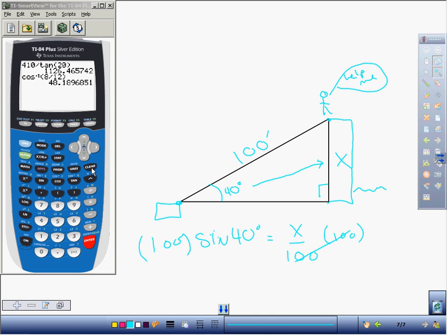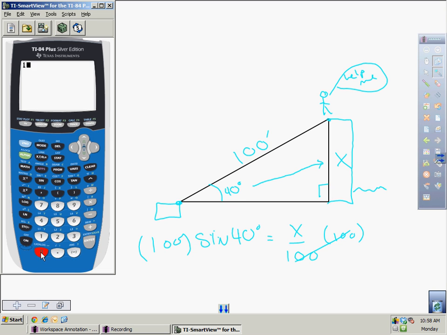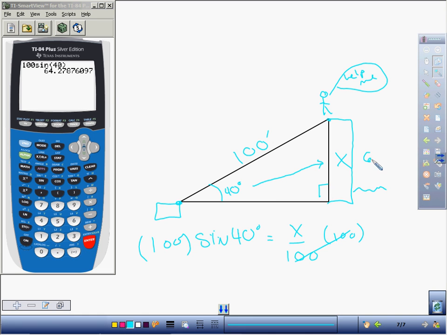So I'm going to do that over here. I'm going to go 100. And you don't need a graphing calculator. Most scientific calculators have sine and cosine. 100, and you don't really need to hit a times sign because it assumes that you're multiplying. 100 sine of 40, and you hit enter. And so this distance here is 64.27. So probably she doesn't want to jump. That would hurt a whole lot. So that's how you do it.